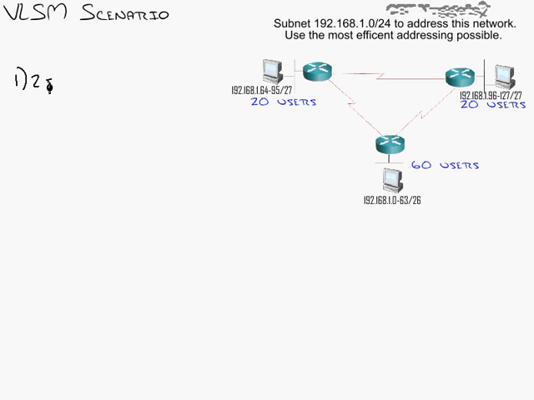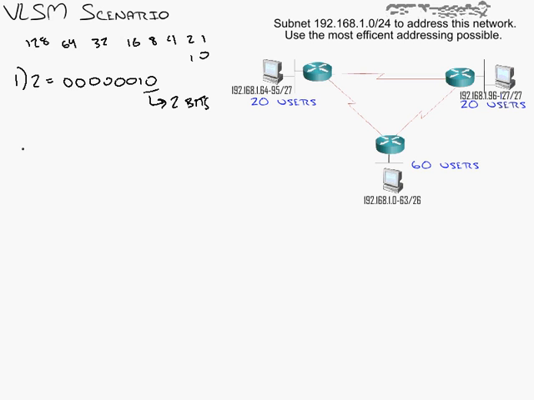So 2 users. Let me put my binary chart back up there. One day I'll learn not to wipe it out. 8, 4, 2, 1. 2 users, that'd be 1, 0. So it takes 2 bits, or 0, 0, 0, 0, 0, 0, 1, 0. 2 bits to get the number 2.